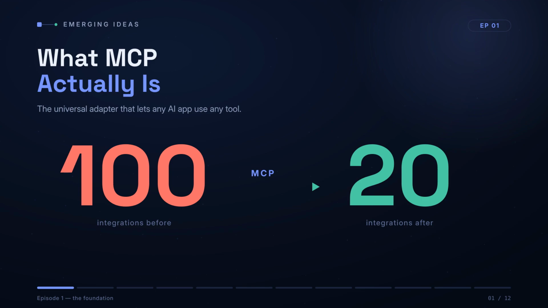Here's the problem MCP solves in one sentence. Before it, every AI app had to build its own custom connection to every single tool. 10 apps and 10 tools meant 100 separate integrations to build and maintain. MCP turns that 100 into 20. Build a tool once and every AI app can use it. That's the whole idea. Now let's unpack how it actually works.